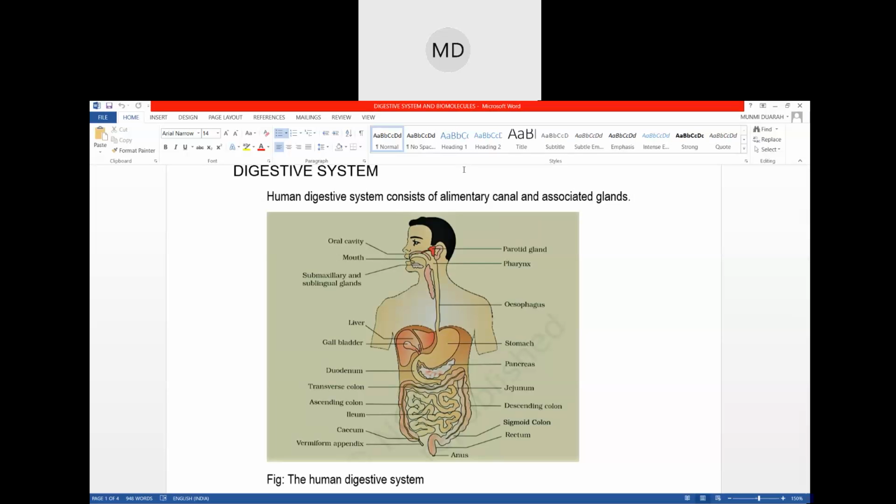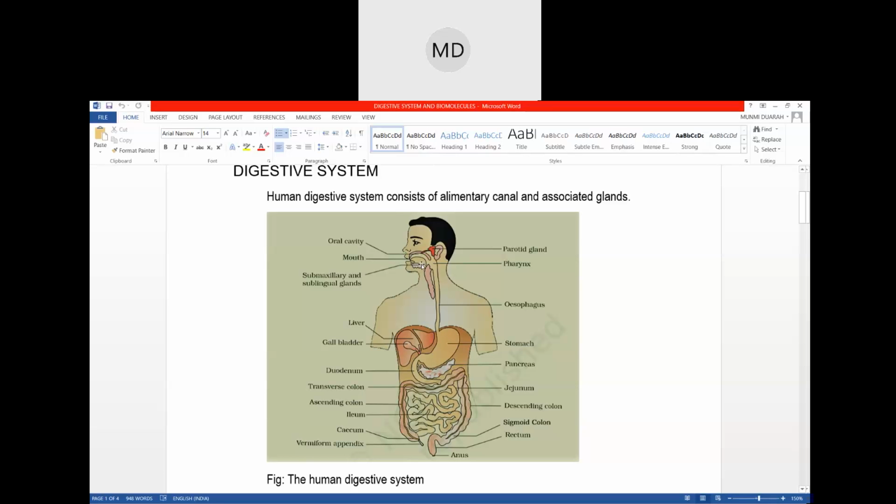So what happens? Digestion of food starts in the mouth, right? While discussing the alimentary canal, we discussed the parts: the mouth, then pharynx, esophagus, stomach, small intestine, large intestine, and anus, right? So the process of digestion starts in the mouth. So in the mouth, what happens?